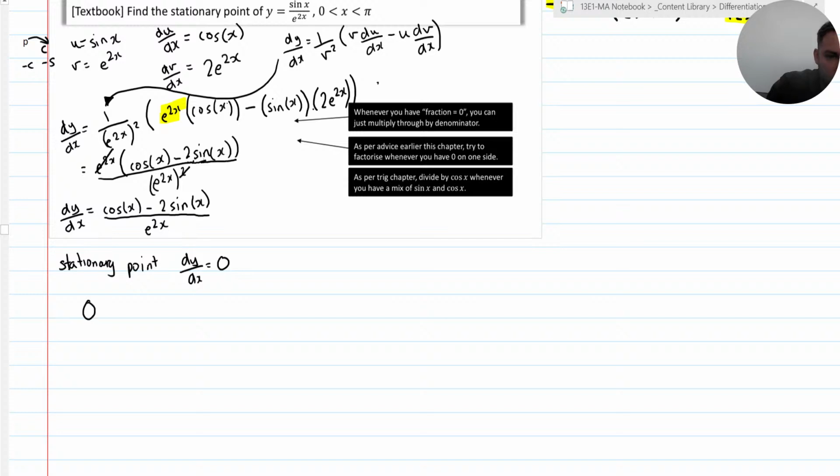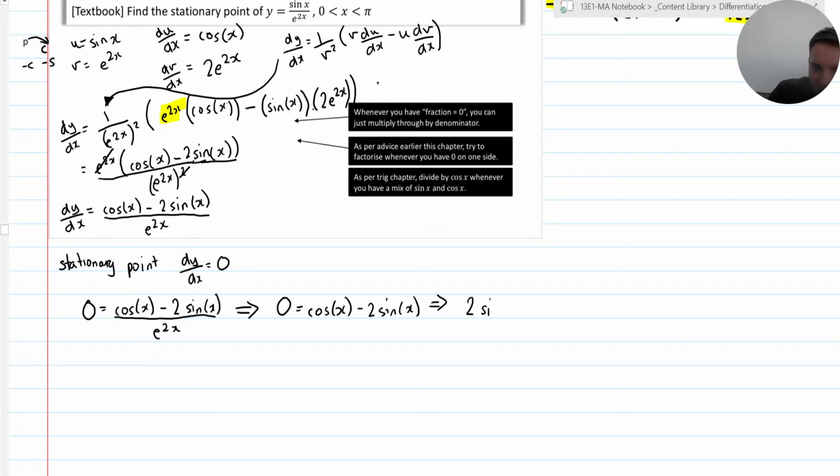So 0 is equal to cos of x minus 2 sine x all over the e to the 2x there, like so. Now I'm going to times both sides by e to the 2x. That's just going to leave me with 0 is equal to cos of x minus 2 sine of x. Take that sine x over, which is going to give me 2 sine. In fact, I probably should have left the sine x on that. Doesn't matter. I'll take it over in a second.